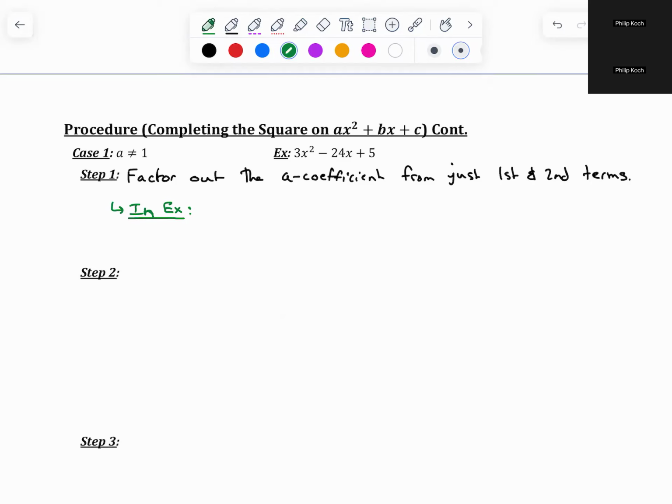A lot of times mathematicians, if they get something complicated, say, well, what if it wasn't complicated? I'm not gonna deal with that, I'm gonna work on something smaller. So this is what we do. We're gonna factor out the A coefficient from just the first and second terms. You can factor it out from the third term sometimes, but rarely is that number divisible by it, and furthermore, it just gives you more fractions. It's unnecessary. So in this example, we're going to take our 3x squared minus 24x plus 5, and factor out the 3 from the first two terms: 3 times x squared minus 8x, plus 5.